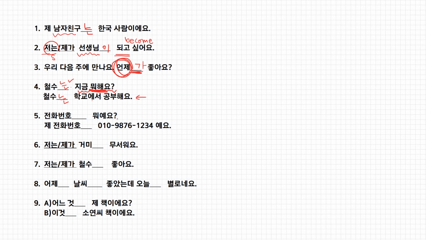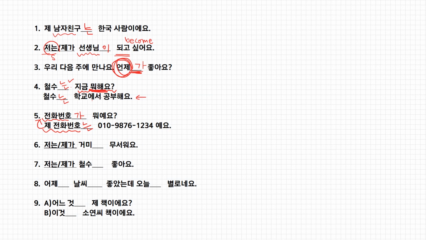전화번호가 뭐예요? What's your phone number? 전화번호 is new information. Therefore, 전화번호가 뭐예요? And to answer, my phone number is already mentioned. Therefore, 는: 제 전화번호는 blah blah blah 예요.